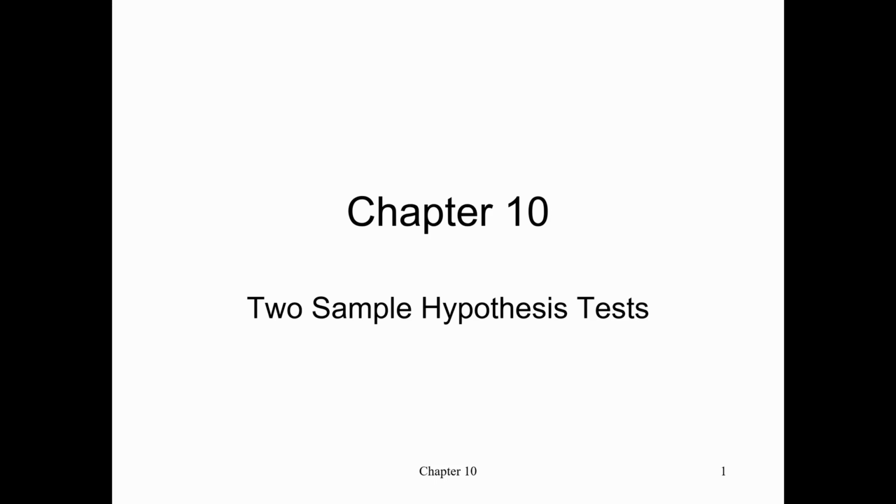Okay, so Chapter 9 was all about one sample hypothesis testing, and Chapter 10 is all about two sample hypothesis tests. So for example, you might want to know if the proportion of defective parts coming off a machine is different for the old machine versus the new machine. So you would need to get a sample from the old machine and a sample from the new machine and compare the probability of a defective part or proportion of defects.